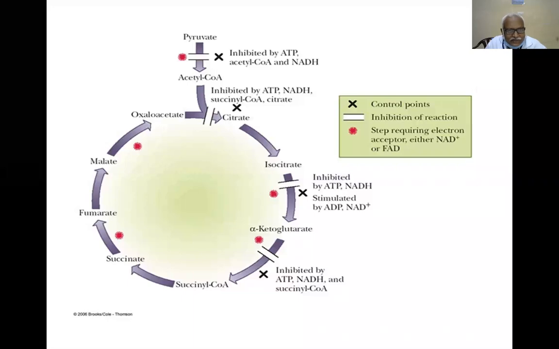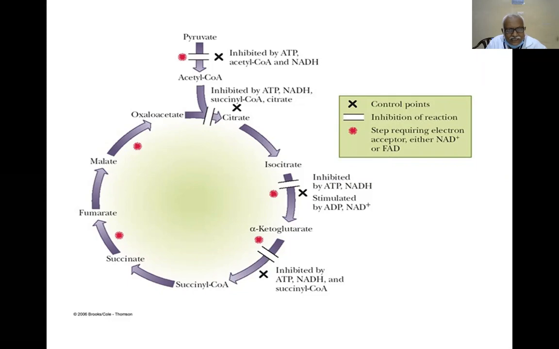Some mechanism. Okay. So pyruvate will be converted to acetyl-CoA, and this conversion is inhibited by the presence of large amounts of ATP in the body, and large amounts of acetyl-CoA. Why should the pyruvate undergo the transformation to citrate? It's not needed. So large amounts of ATP, large amounts of NADH, large amounts of succinyl-CoA, large amounts of citrate are end-stage inhibitors. When everything is there, why should it work? So it will just stop there.